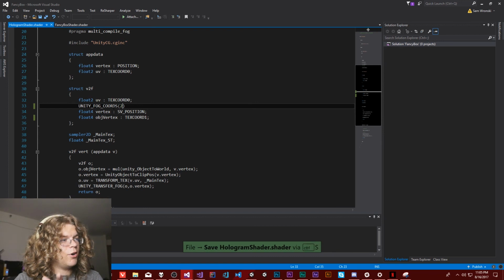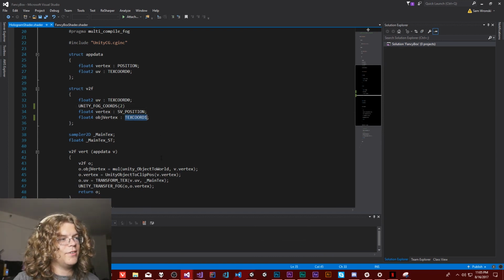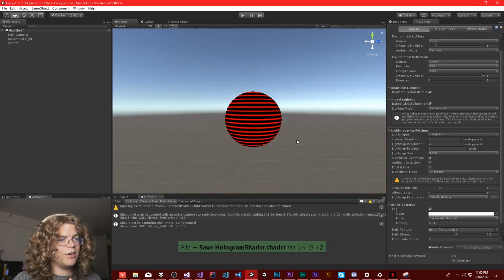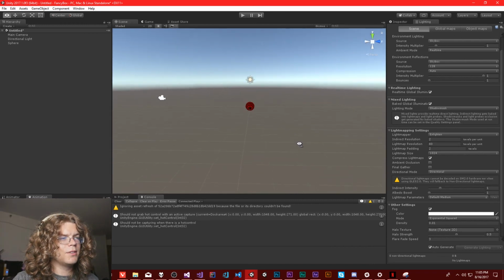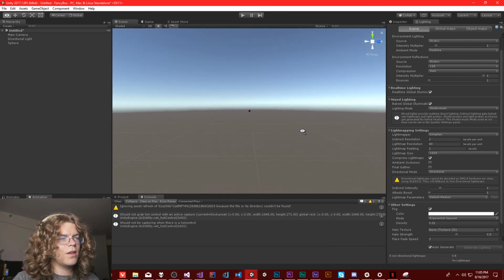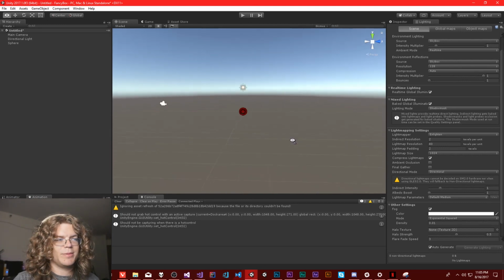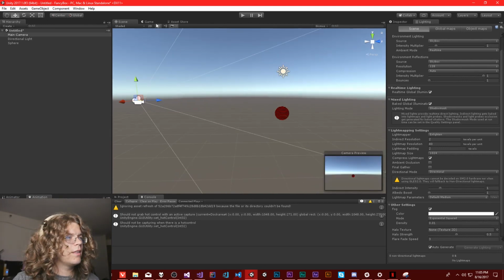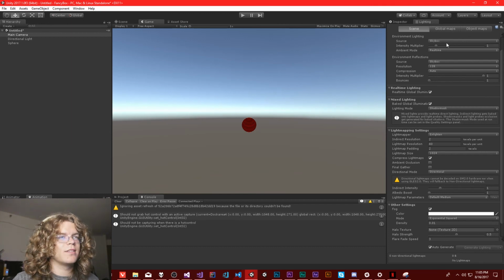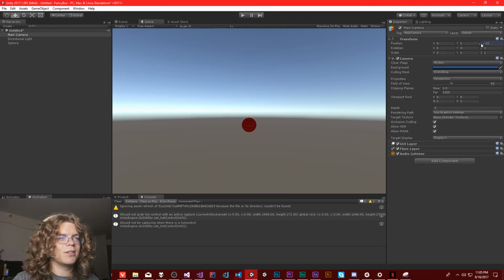This Unity fog coordinates needs to have an index equal to the next available texture coordinate. I'm pretty sure, if I remember that correctly. So that should compile now. And we have fog enabled. It doesn't turn white. I was kind of expecting it to turn white. That would have been nice. What am I doing wrong?